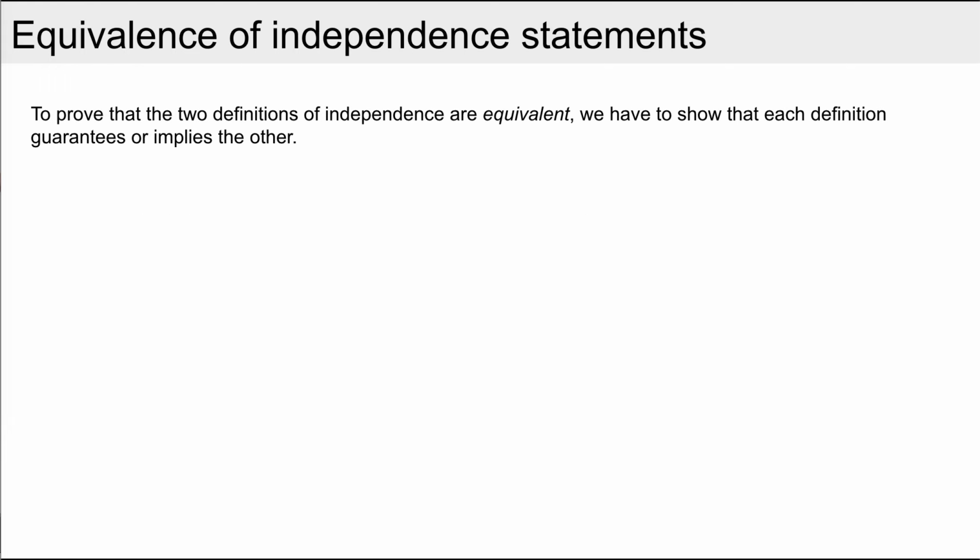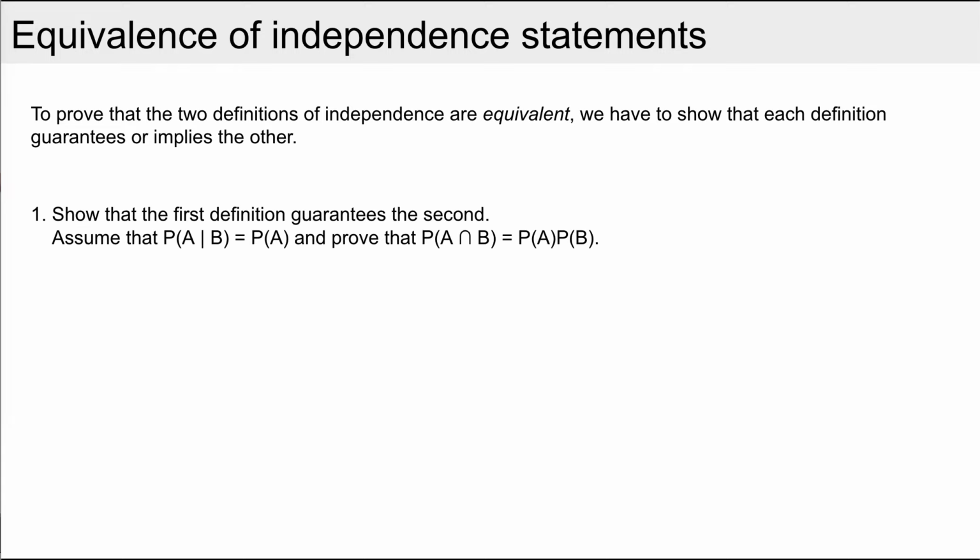Before applying these two definitions of independence, let's convince ourselves that they are equivalent. In general, to prove that two definitions are equivalent, we have to show that each definition guarantees or implies the other. Let's start by showing that the first definition guarantees the second. That is, let's assume that the conditional probability of A given B equals the probability of A. And let's then prove that the probability of the intersection equals the product of the probabilities.